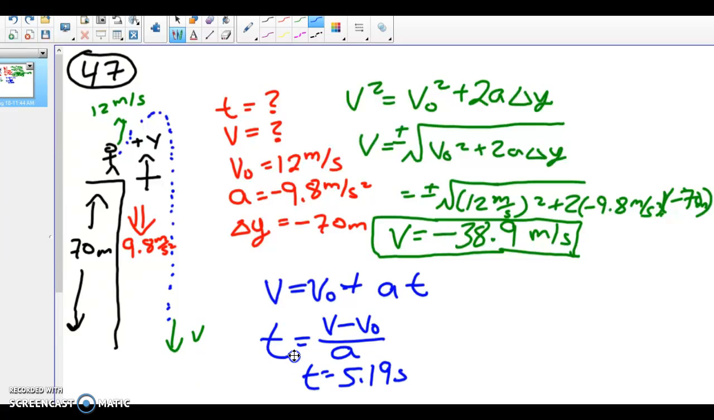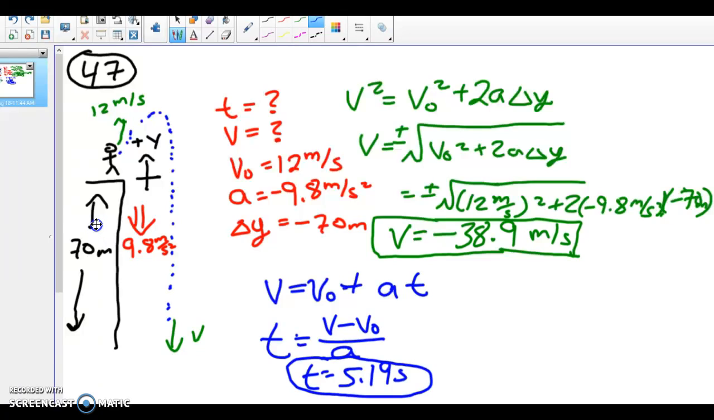So now, what makes this one difficult is two things. First of all, if you tried to find time first, you got a really ugly looking quadratic equation. It had a t and a t squared. You can solve that, but it's going to be difficult. If I can find my final velocity first, I can use this Old Faithful to find the time.